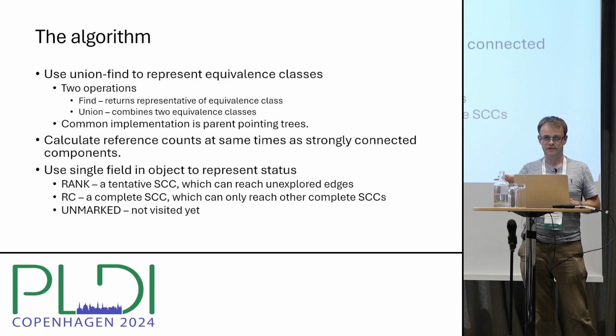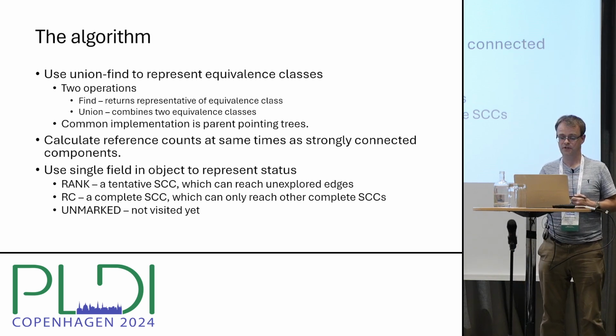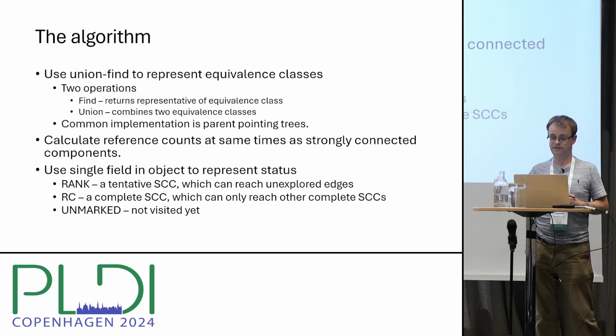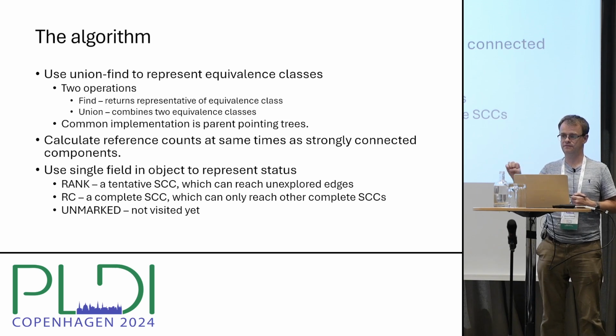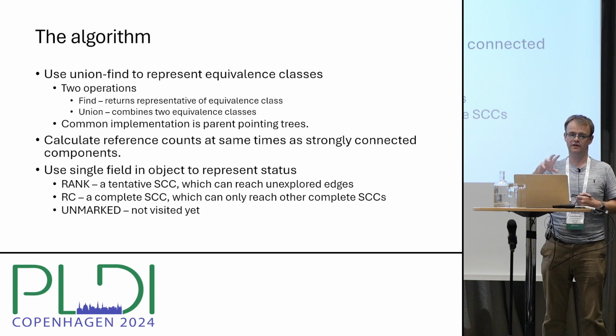If we do our path-based strongly connected components at the same time, we can generate reference counts as we go. In the algorithm that I'm going to present on the next few slides, we're going to have a single field inside an object that represents the reference count, or that this is something we haven't visited yet, so unmarked, or a rank. Rank is a technical thing from union-find, so you have to do merging in a certain way. So it's keeping track of how large a strongly connected component you have.